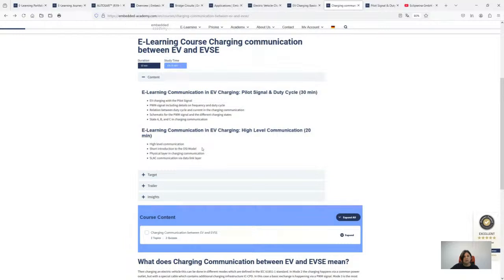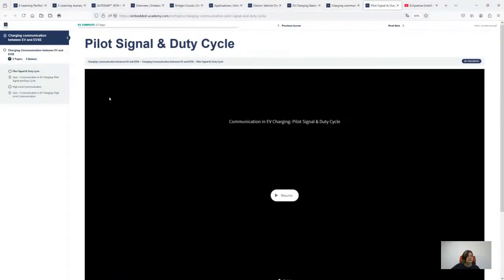A longer introduction to the OSI model is available in the introduction to serial bus systems. So if someone doesn't have the background in the OSI model, then it's useful to also have a look on serial bus systems. Then the explanation physical layer in the charging communication. So everything connected to the OSI model is then also connected to charging communication, and then so the so-called SLAC communication via the data link layer. So we can have a short look into this one as well.